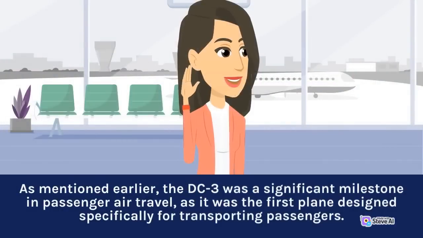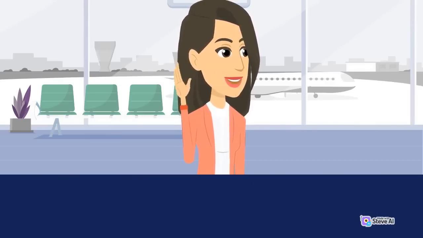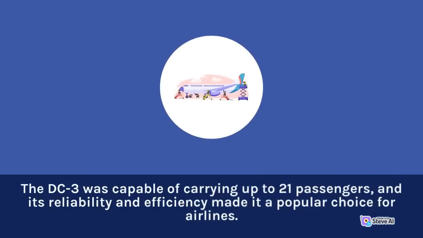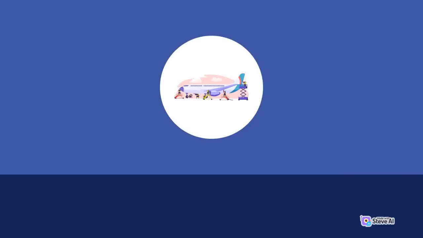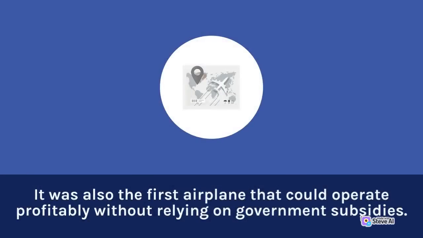As mentioned earlier, the DC-3 was a significant milestone in passenger air travel, as it was the first plane designed specifically for transporting passengers. The DC-3 was capable of carrying up to 21 passengers, and its reliability and efficiency made it a popular choice for airlines. It was also the first airplane that could operate profitably without relying on government subsidies.